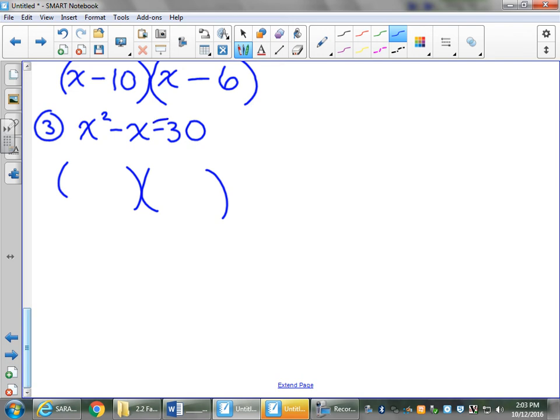Our C is negative again. So that means in our binomials, we need 1 positive, 1 negative, and the winning combination will be 6 and 5. We want a negative 1 in the center, so therefore the 5 is positive and the 6 has to be negative, because 5 minus 6 is negative 1, and 5 times negative 6 is negative 30.